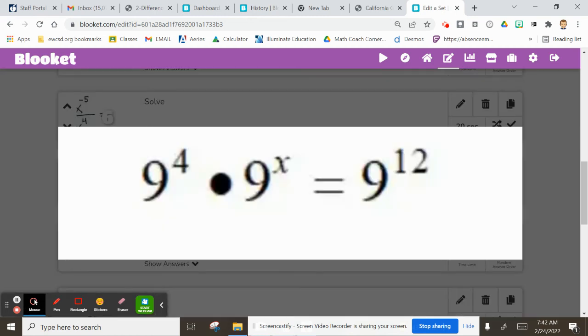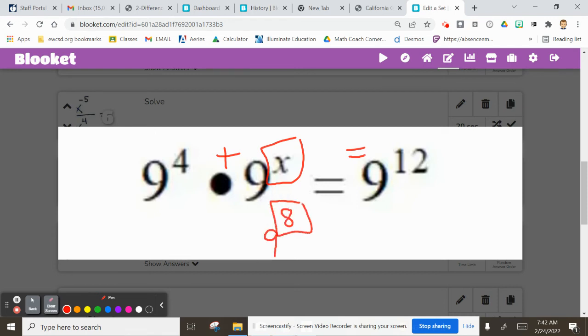All right, what about this guy? What would go here to make this true? What would go here to make this plus this equal this? 4 plus, what is it? 8? Does that make sense? Would that make sense? 9 to the 8th? So this is the number you're looking for. 8 would make this sentence true. This is super important to understand. You may see this again on your benchmark, all right?